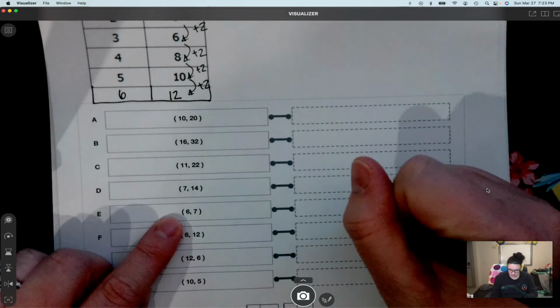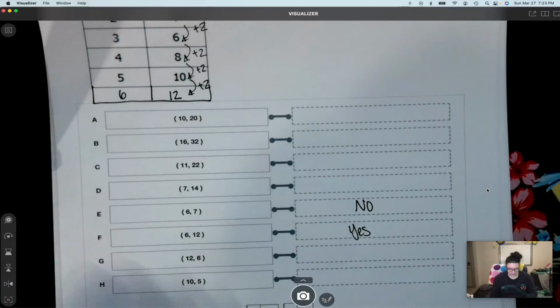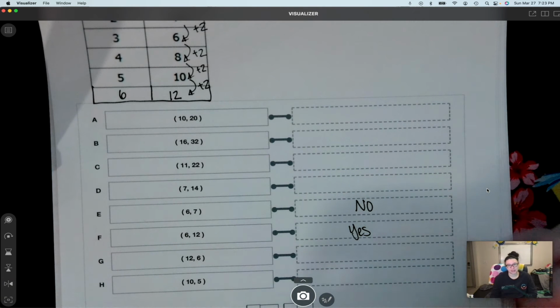So that means the 6 and 7? No, that would not be on the graph. Those numbers don't make sense. They don't follow that pattern. So that's one way you could do it. Just keep making your table longer and longer and longer.